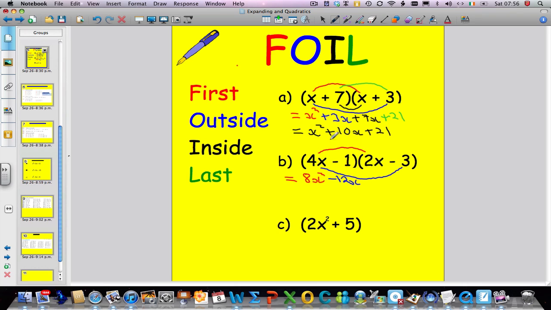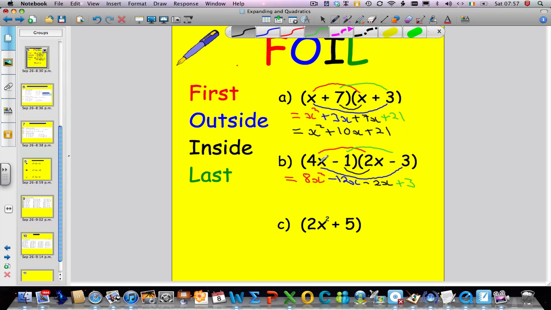And now we've got to do the inside terms. The inside terms are the minus 1 and the 2x. So minus 1 times 2x gives me minus 2x. And then finally, we've got to do our last terms. Let's just draw the colour in there so I can know where the inside terms are. Those are the inside terms. We've got to do the last terms now. The last terms are the minus 1 times the minus 3. Minus 1 times minus 3 gives me plus 3.